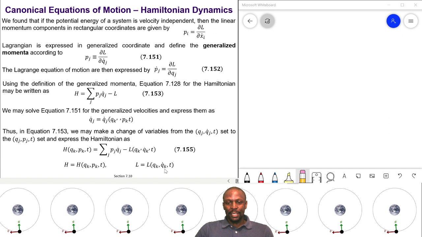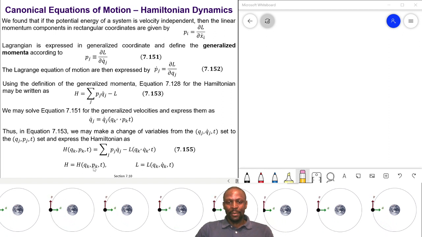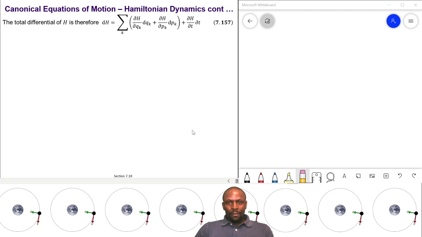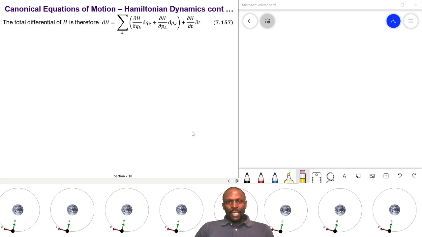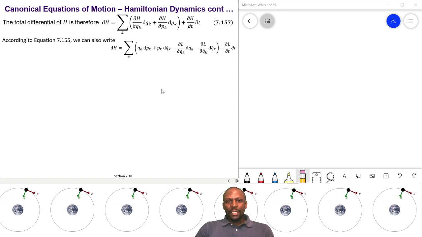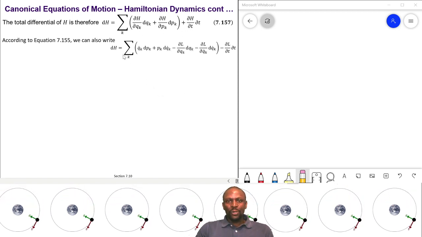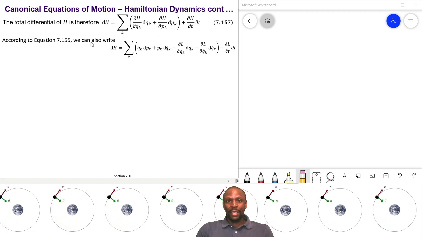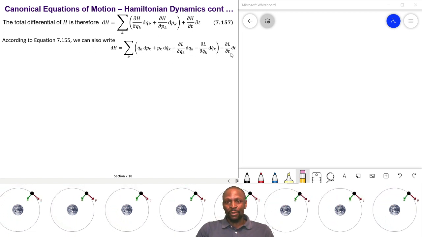I want you to know the difference between this. Here we have the momentum, and then there we have the velocity. Right. Now, the total differentiation of H is therefore given by this equation. Now, we can also write this in terms of this. We can also write, from the previous equations, that in terms of this.